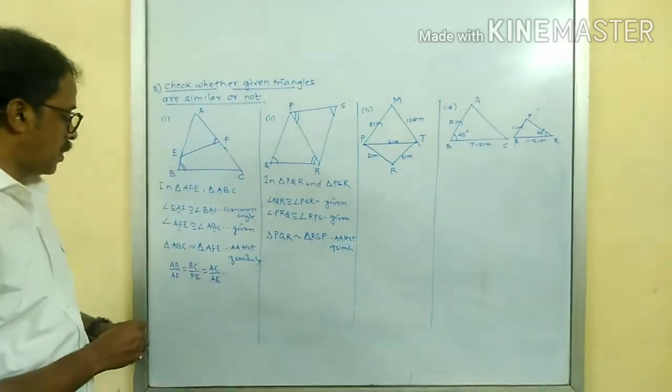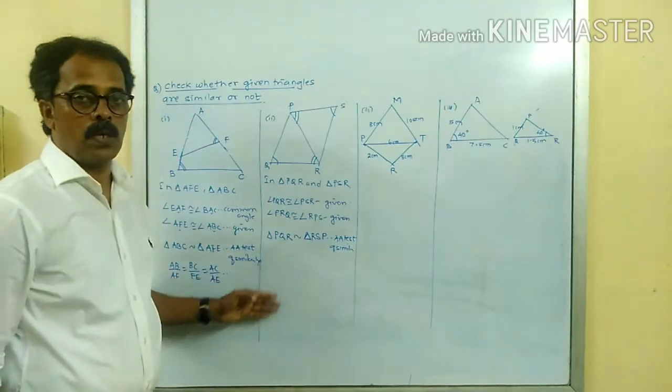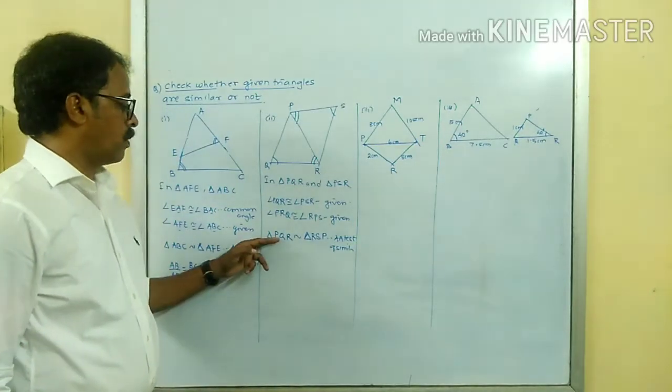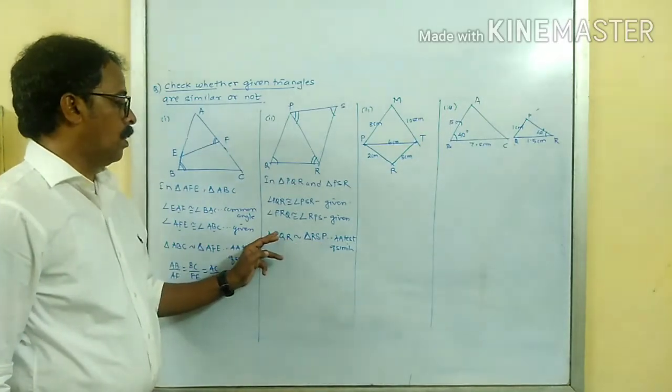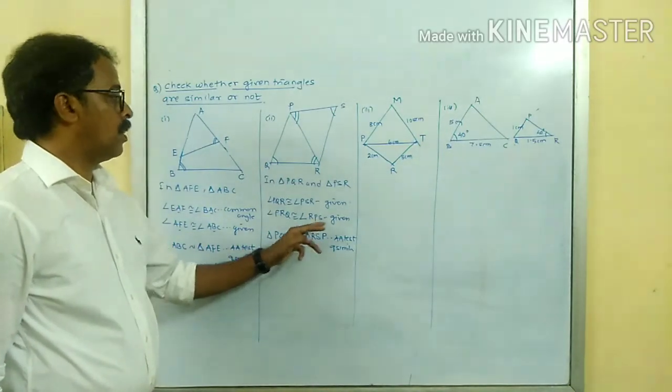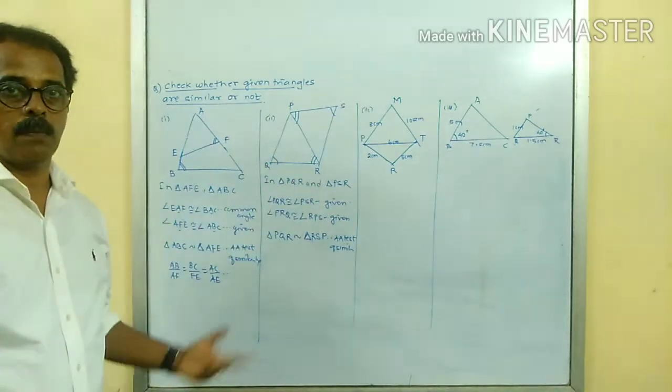Now how have we written this? Corresponding sides also you need to write down here. PQ upon RS is equal to QR upon SP is equal to PR upon RP, because that is a common side among them.